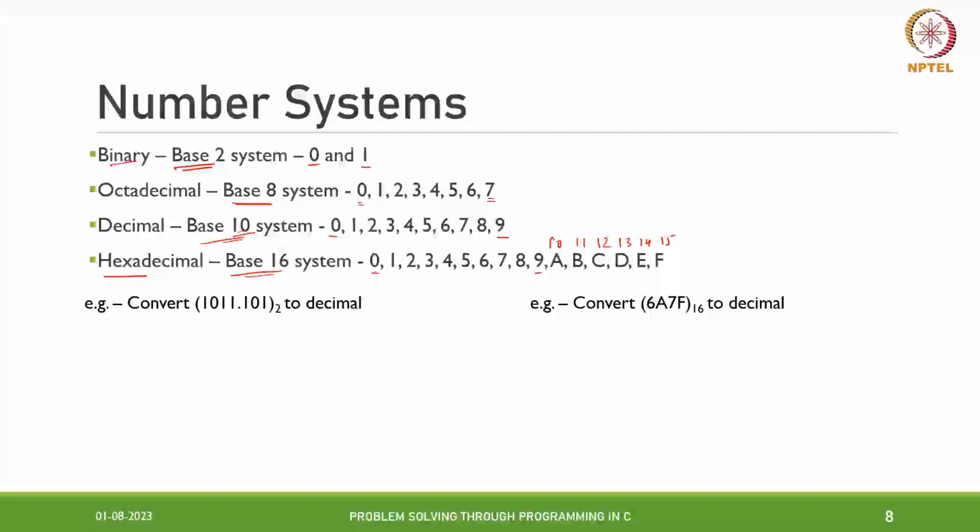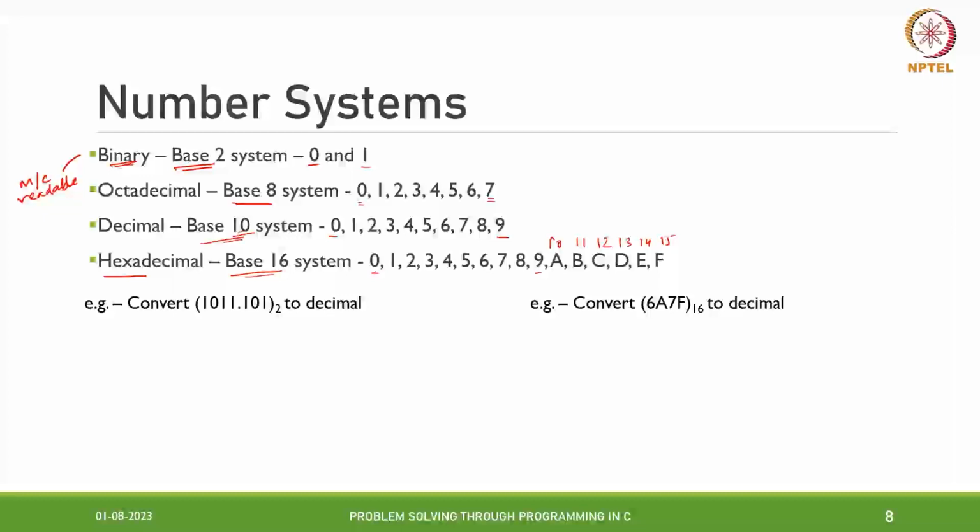And you have this binary system. So this is the one that is machine readable. Okay, so this is the simplest base system that you can have. This is base 2, which has only 2 digits, 0 and 1, and this is the one which can be understood by the computers.